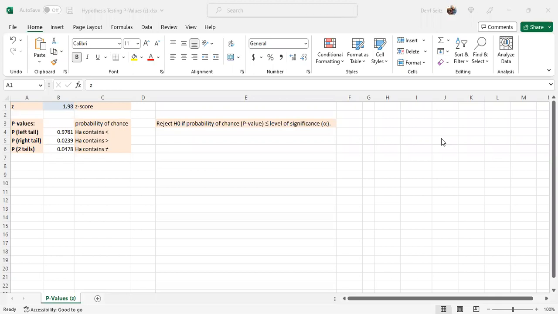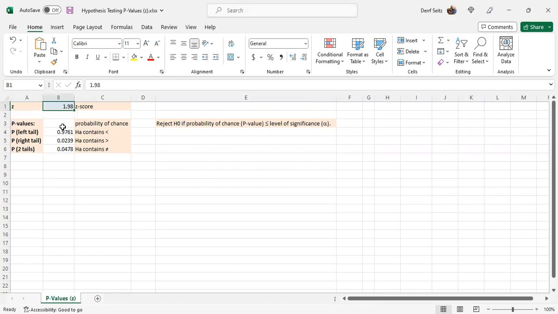This video shows how to calculate hypothesis testing p-values for a standard normal distribution using Microsoft Excel. This would occur when hypothesis testing for a population mean, when sigma is known, or when hypothesis testing for a population proportion.